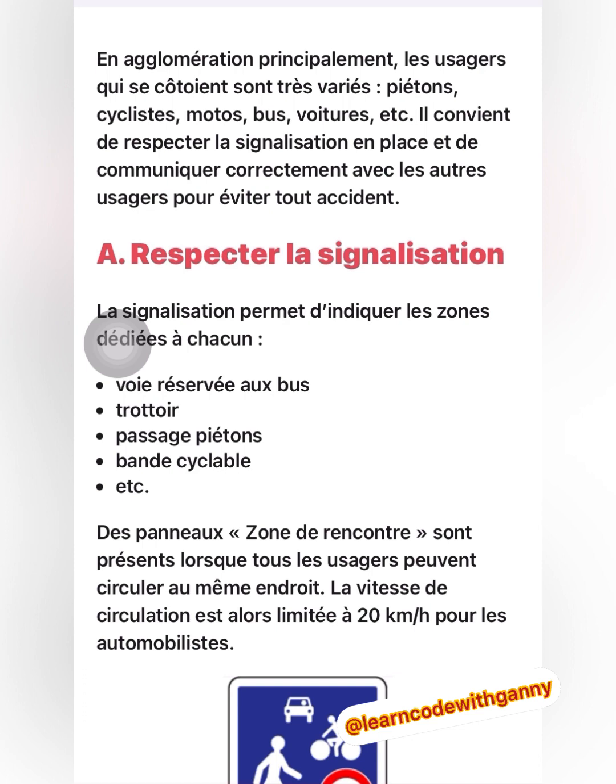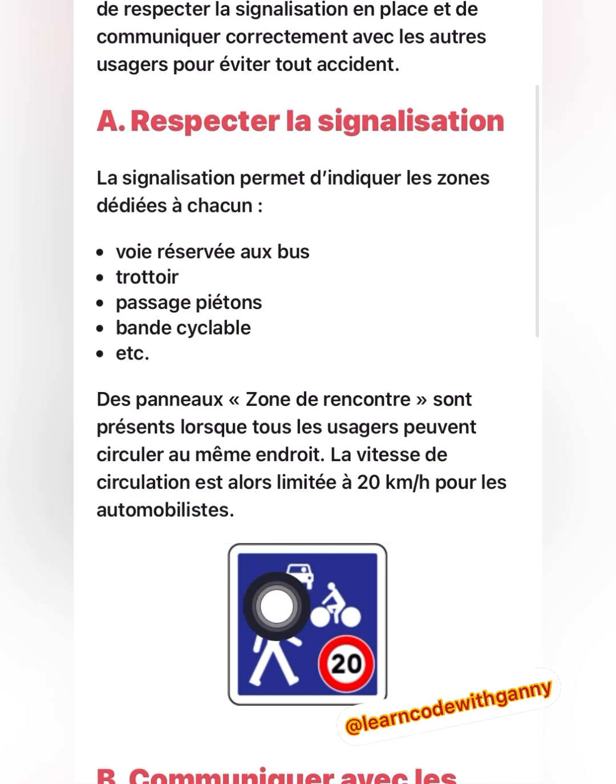And also we have the meeting zone. This panel is called meeting zone. In case this is the first time you are seeing it, the name of this panel is meeting zone in English. It is represented when all users can circulate in the same place. So this panel means that all users can move. All these people that they draw inside it can move in that place. And the traffic speed is limited to 20 kilometers per hour for motorists. It's only 20 kilometers that you can move on that road.